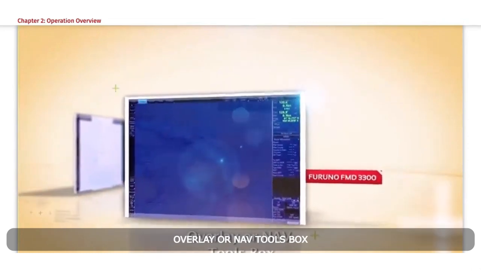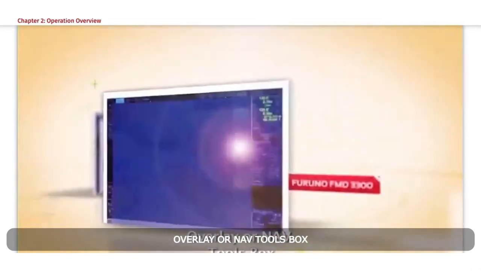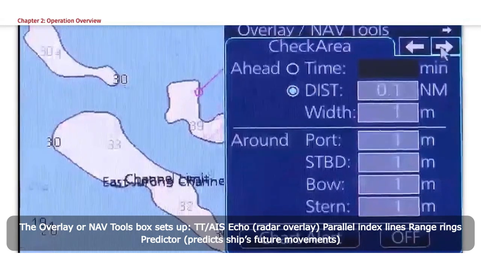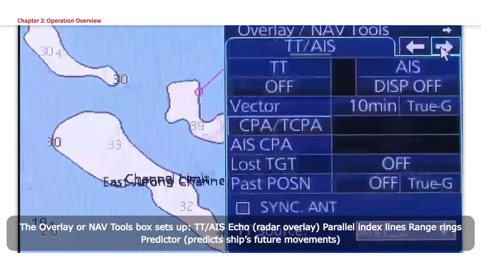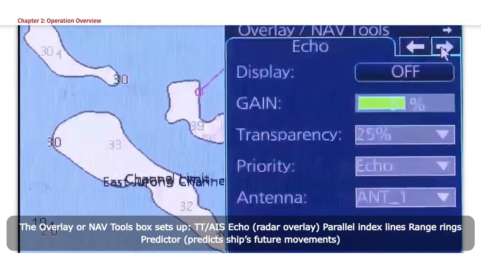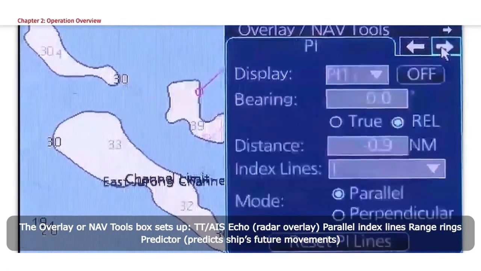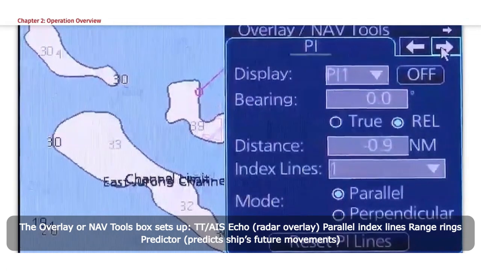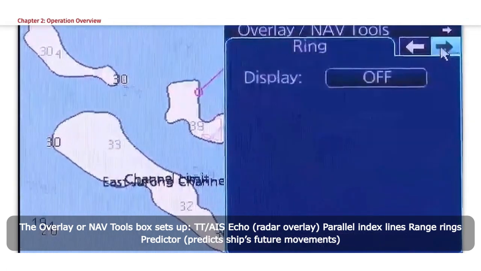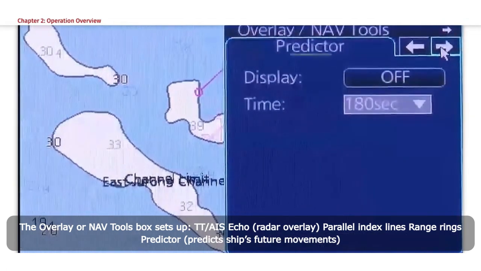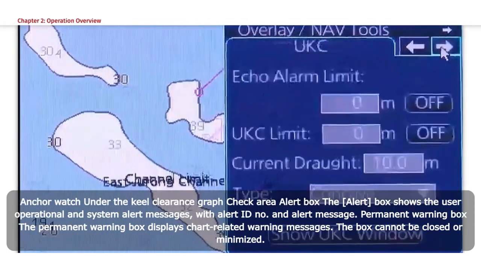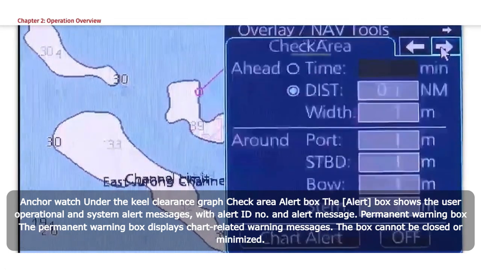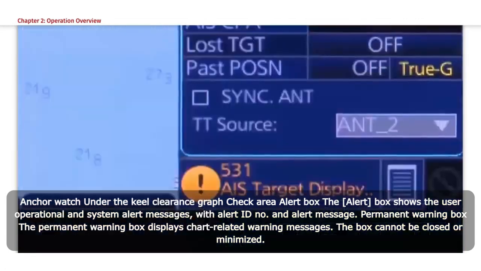Overlay or Nave Tools box. The overlay or Nave Tools box sets up TT or AIS, Echo, radar overlay, parallel index lines, range rings, predictor, which predicts ship's future movements, anchor watch, under the keel clearance graph, check area, alert box.